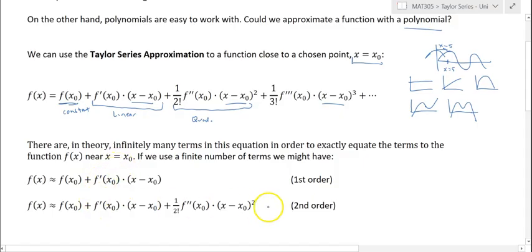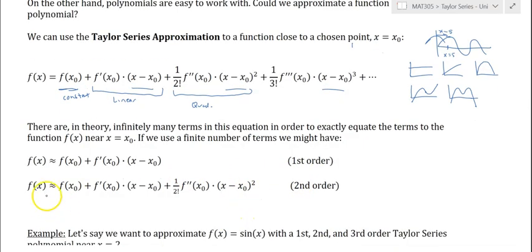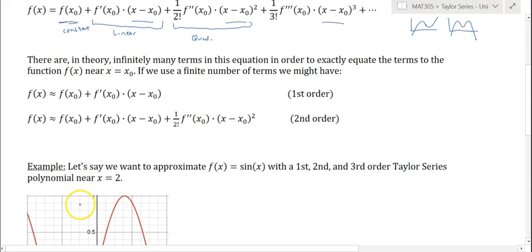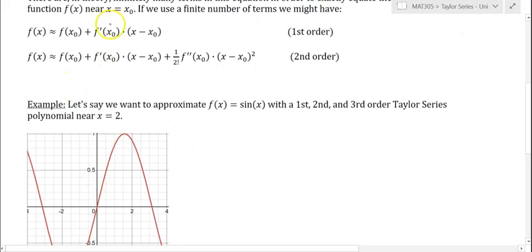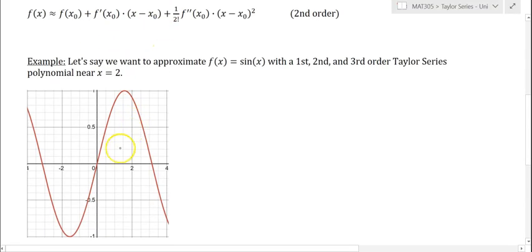And then furthermore, if we did the second order, well, our approximation would get a little better, because notice it incorporates the first two terms, but also a third term which allows it to change directions. Well, now you get a second order or a quadratic fit. Let's take a look at how this works. It's a really neat process, and you'll be able to visualize exactly what I'm referring to here with this example.